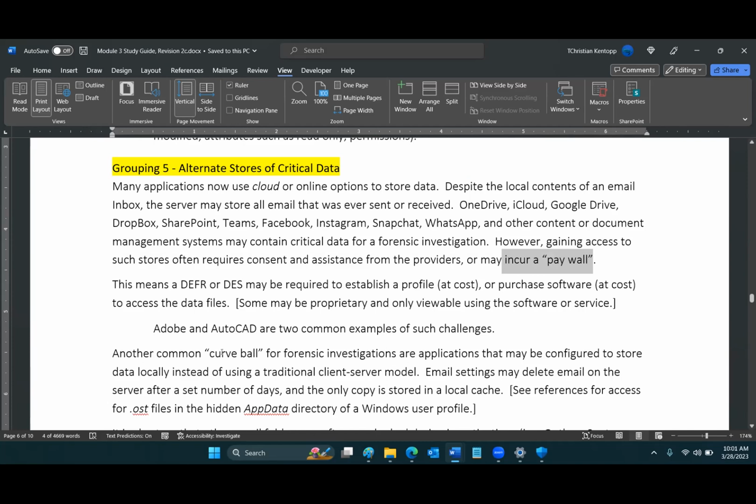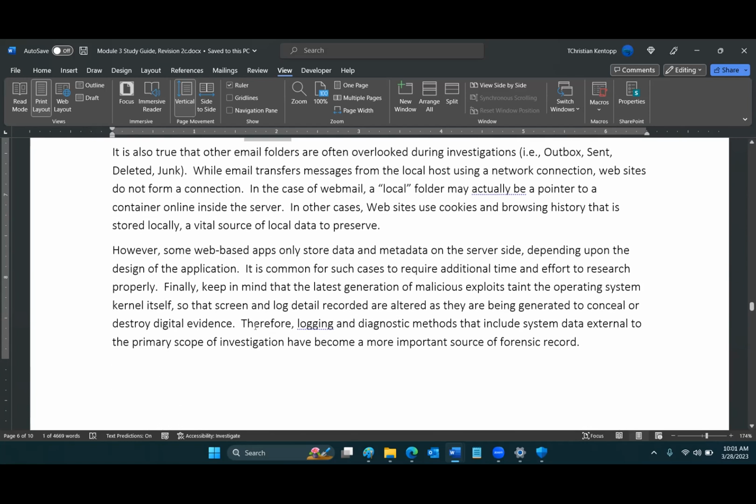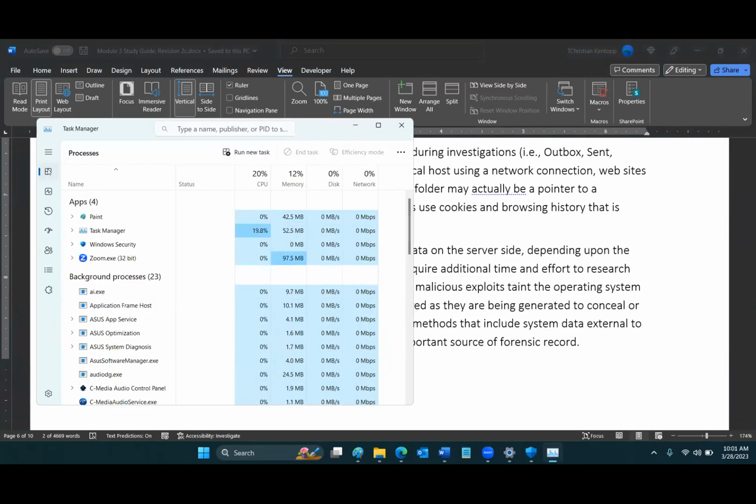Okay, now we've already talked about app data where you have like email box stuff in there. So this is something that should be a bit of a refresher, or it should jog some memory, like, oh yeah, I remember this. We were talking about that before. Malicious exploits, right? Taint the operating system in the kernel level. So sometimes the task manager looks like it's not doing anything, but you see the drive light going crazy, and the task manager shows the drive is only doing so much.